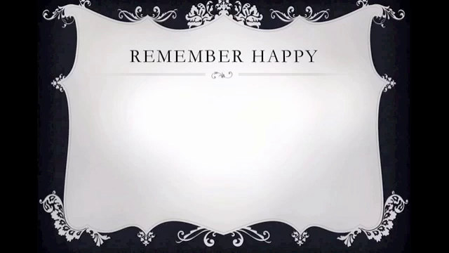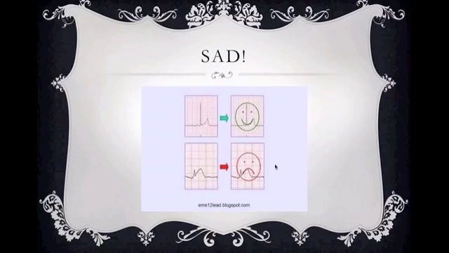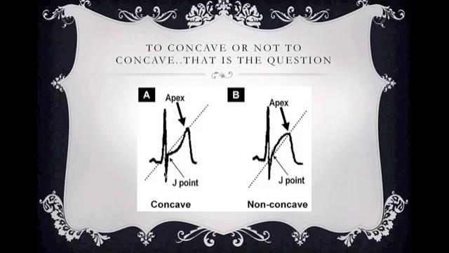So, reviewing, remember, happy, right? Happy's good. Notching J point, PR depression, high happy ST segment. And remember sad. That's what we don't want to see, right? Thank you, EMS 12 lead. Again, happy, sad.